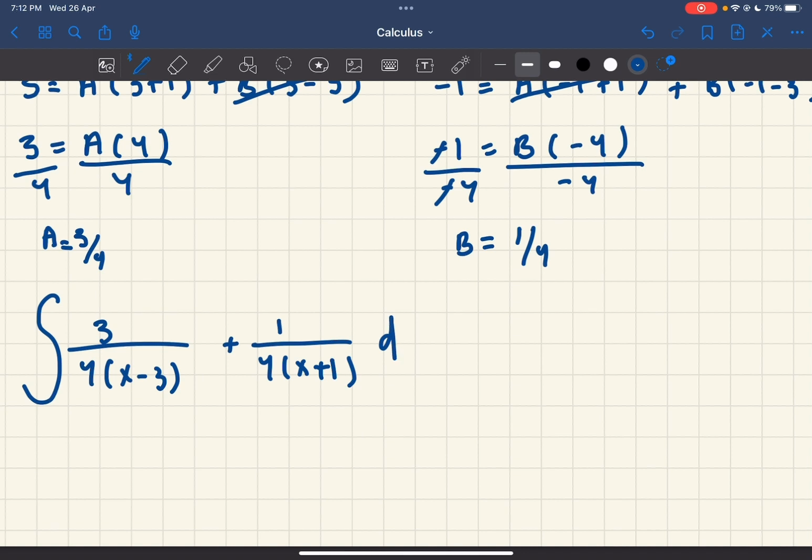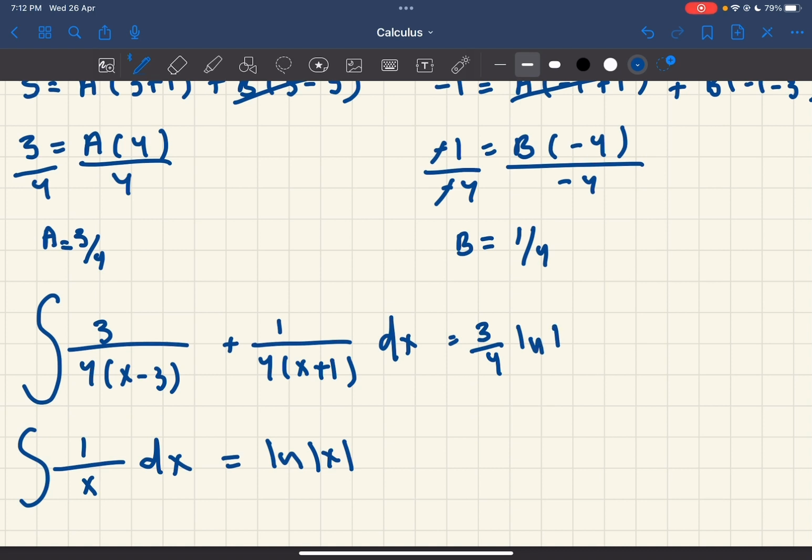Now that we have that, we can write the answer of this question, which is going to be, since we know already that the integral of 1 over x equals ln the absolute value of x, we can now solve this by saying that the answer is 3 over 4 ln the absolute value of x minus 3, plus 1 over 4 ln the absolute value of x plus 1.